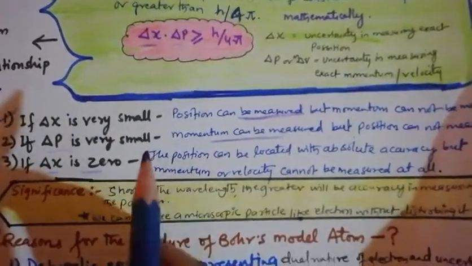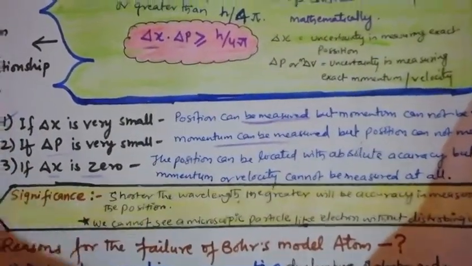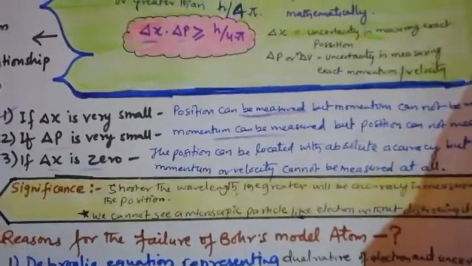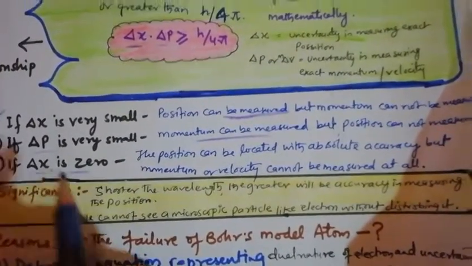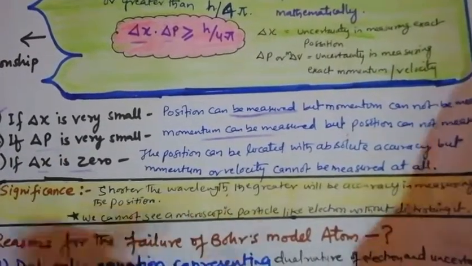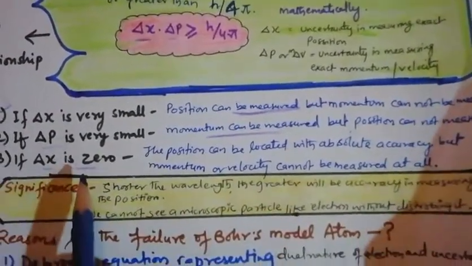Yes, shorter the wavelength, I hope you are getting what the wavelength is. Shorter the wavelength, the greater will be the accuracy in measuring the position. We cannot see a microscopic particle like an electron without disturbing it.